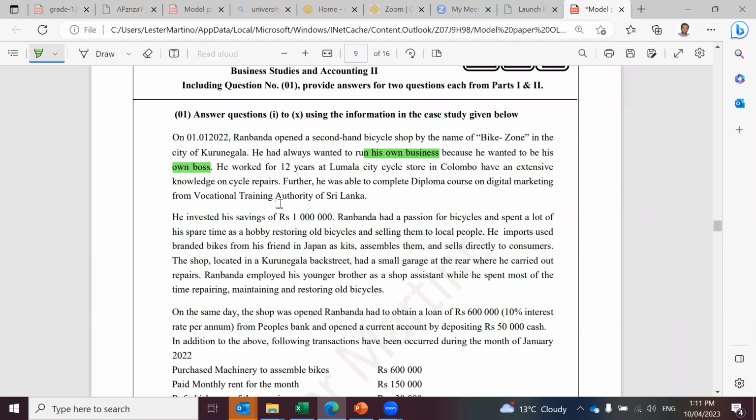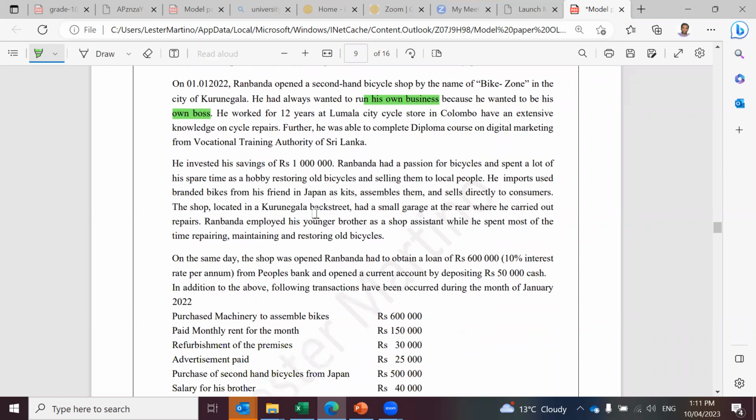He worked for 12 years at Lumala City Cycle and Store in Colombo and has extensive knowledge in cycle repairs. Further, he was able to complete a diploma course in digital marketing from the Vocational Training Authority of Sri Lanka. He invested his savings, rupees 1 million. Now, when it comes to the rupees, please do underline. Ranbanda has a passion for bicycles and spent a lot of his spare time as a hobby restoring old bikes and selling them to local people.